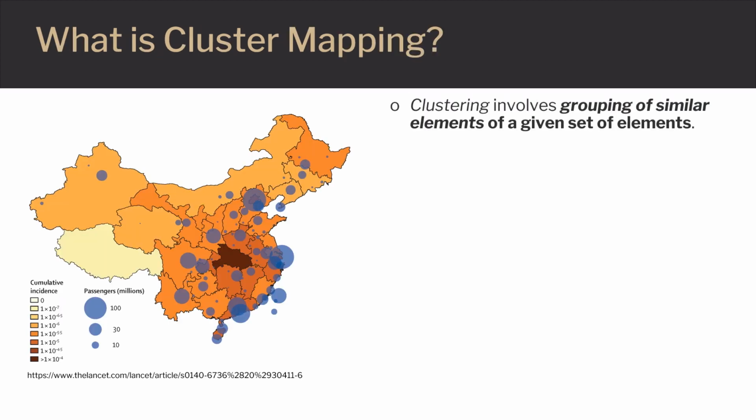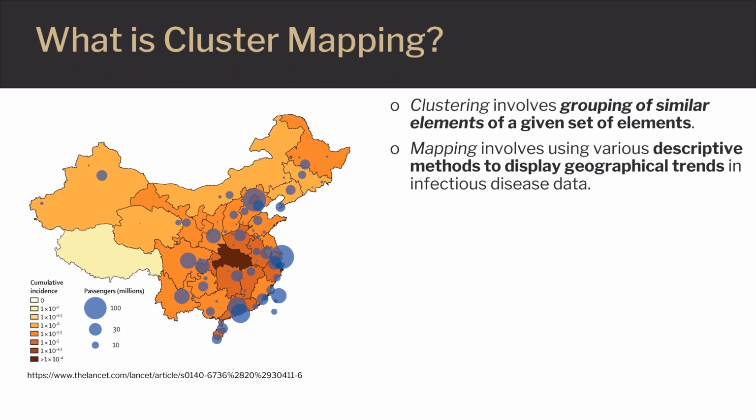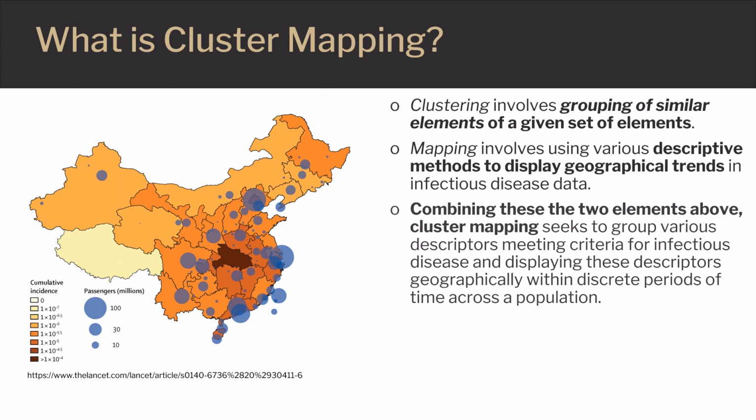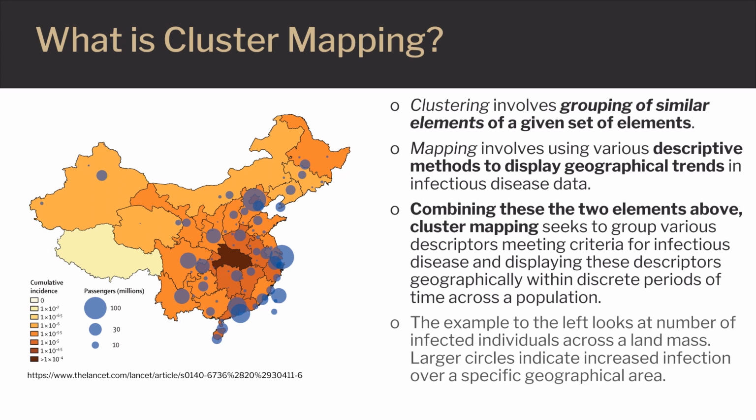The technique of cluster mapping involves using various descriptive methods to display geographical trends in data relative to infectious diseases. These types of data include specific cases for a disease, as well as the prevalence and/or incidence of these cases. This slide illustrates a type of cluster mapping highlighting the cumulative incidence of a specific infectious disease. As you can see in this figure, the larger the circle, the more cases of this disease are in a selected geographical area.